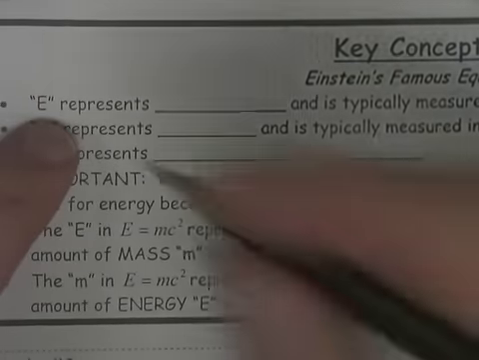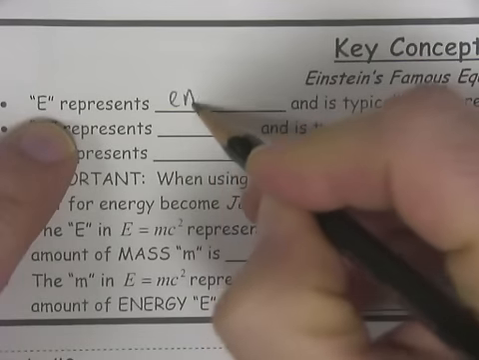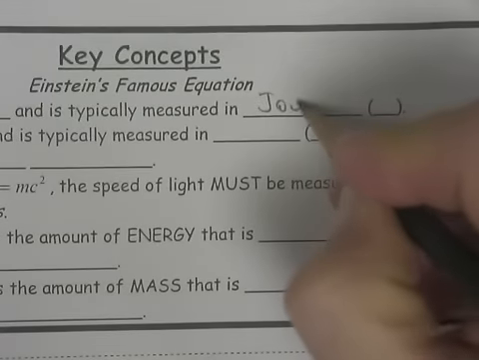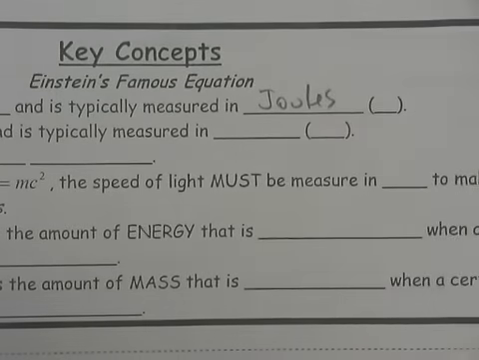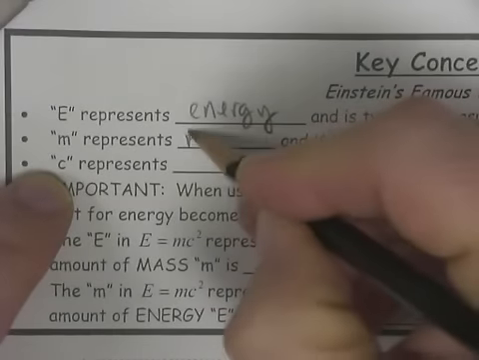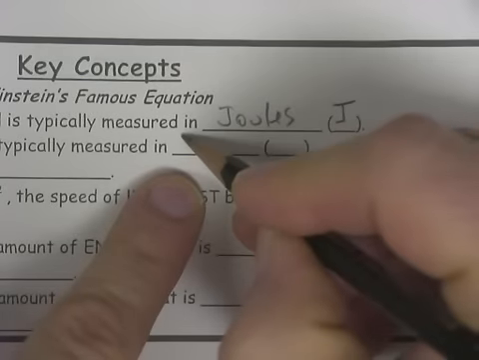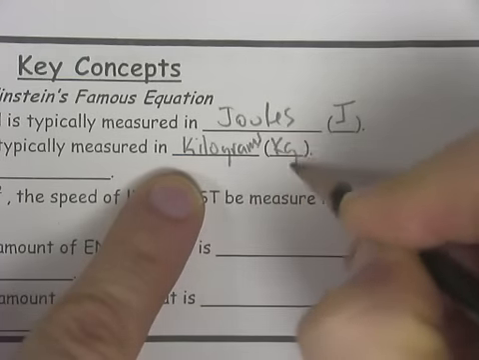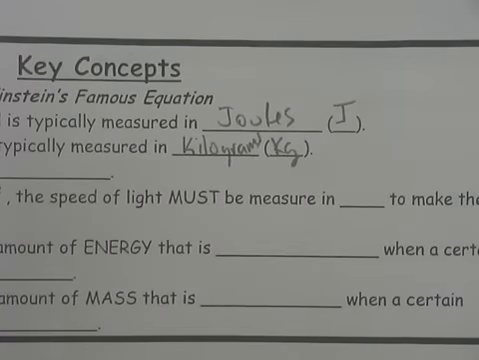So what does the E stand for? You probably already know that E stands for energy and is typically measured in joules. We are going to change that a little later on, but for now that's perfectly fine. J is joules. M represents mass, and is typically measured in kilograms. It's really important that you have it in kilograms and not grams, because that'll screw everything up.